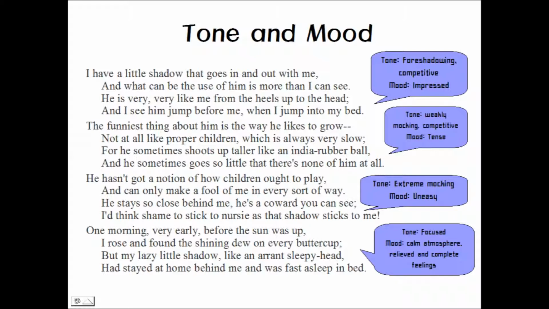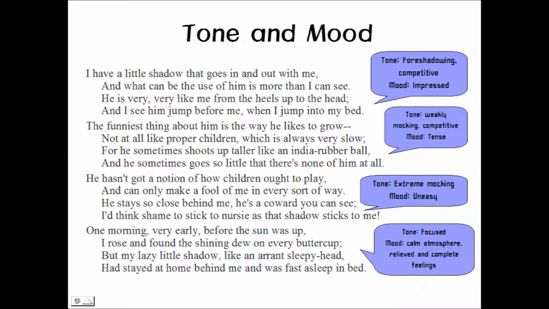In the first stanza, in line number 2, "And what can be the use of him is more than I can see," this line actually tries to tell us that the shadow is something more than a dark globby thing. And by employing this line, the narrator develops a foreshadowing tone as well as a competitive tone because the narrator is in competition with the shadow.